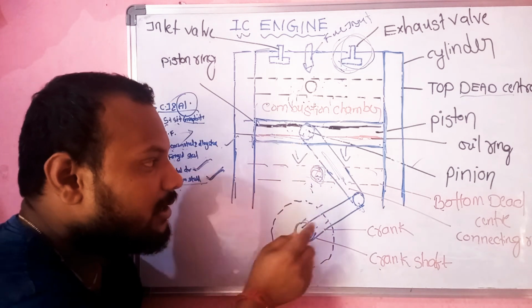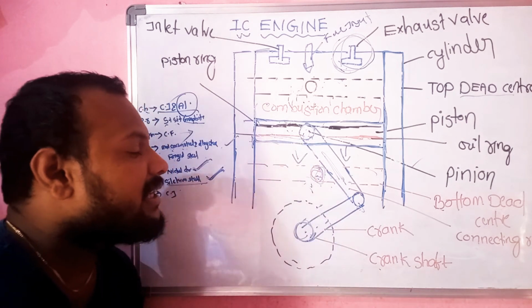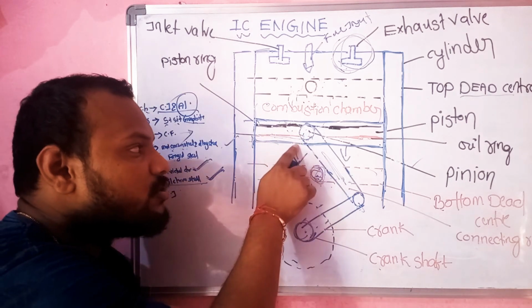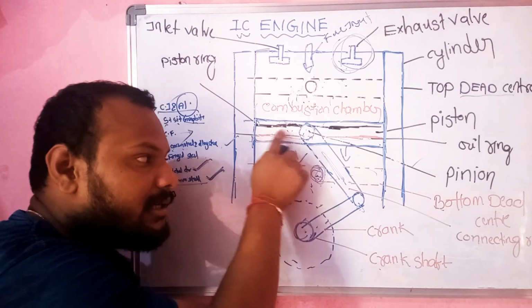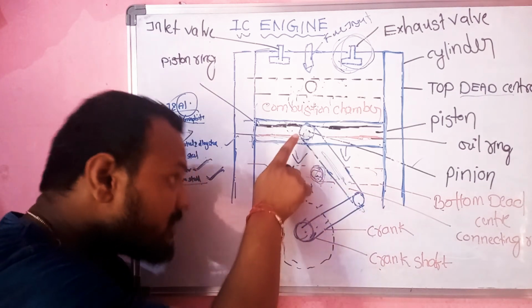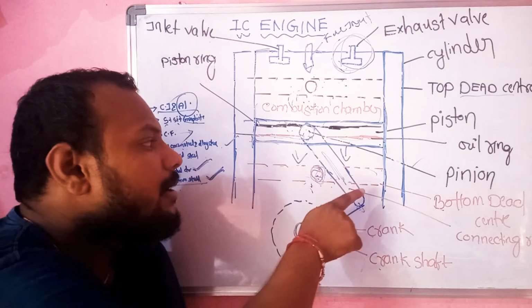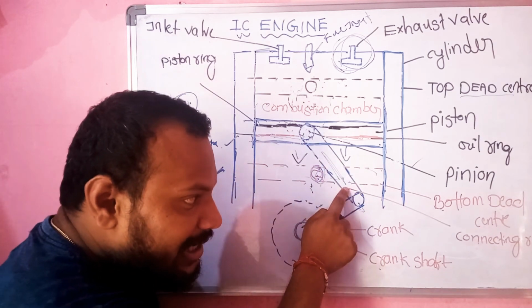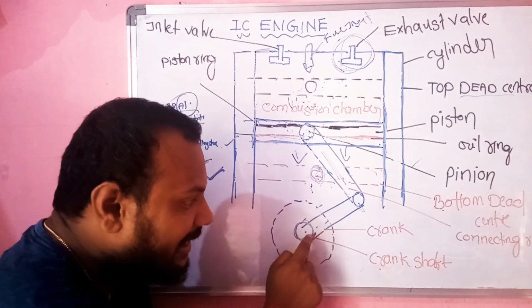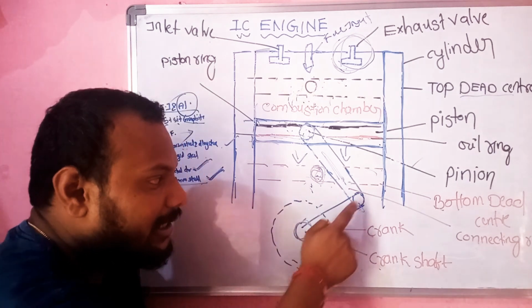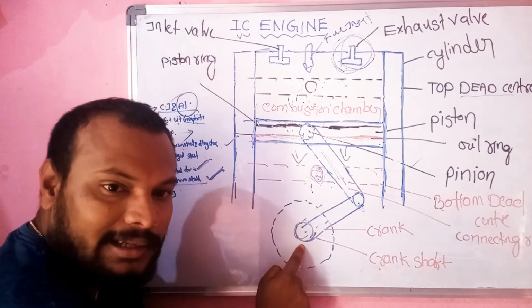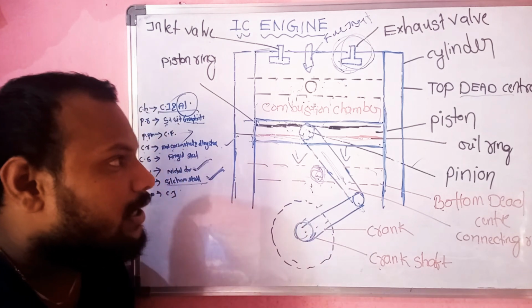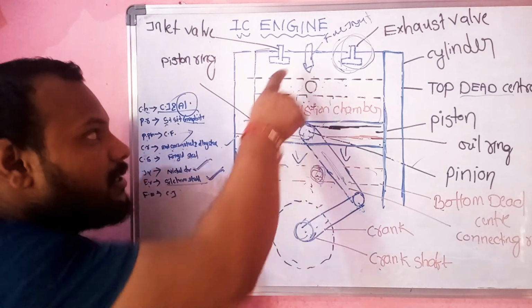And this one is the piston pin. The piston pin is used to connect the piston and the connecting rod. And the connecting rod is used to connect the piston to the crank and crankshaft. Okay, and next, the cylinder head.